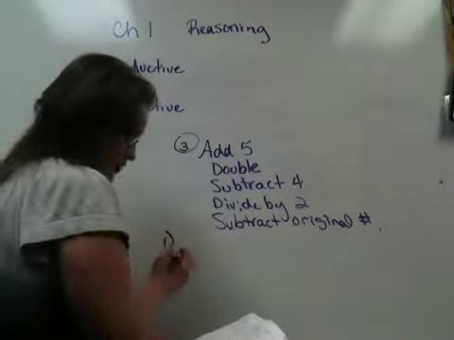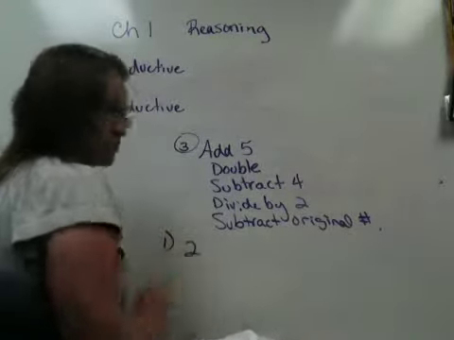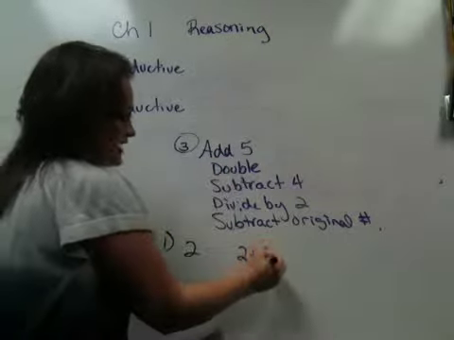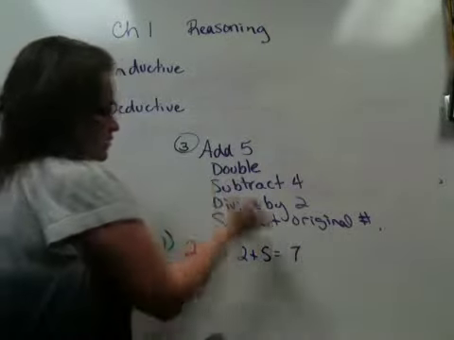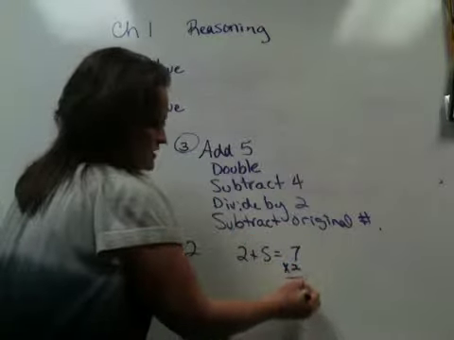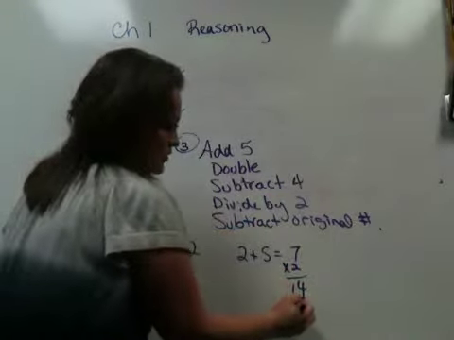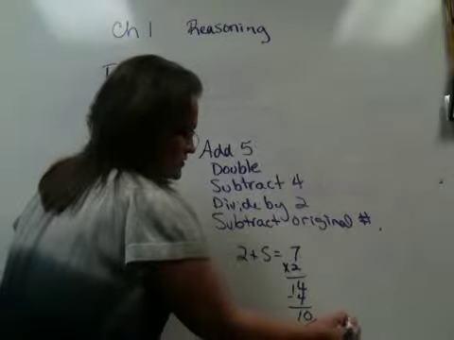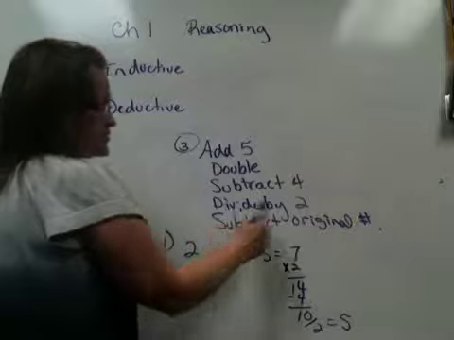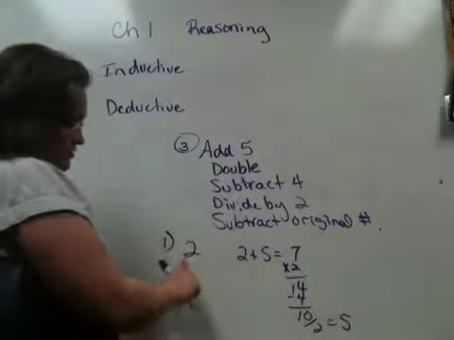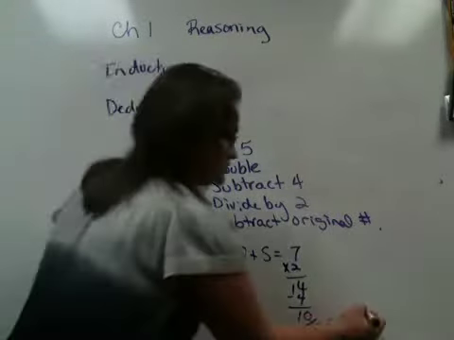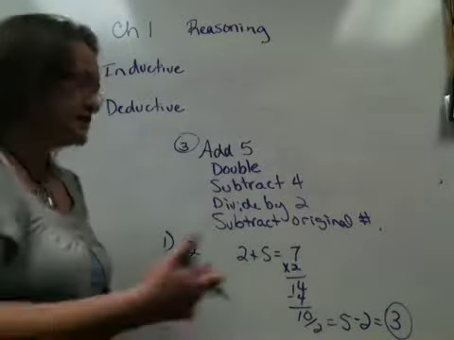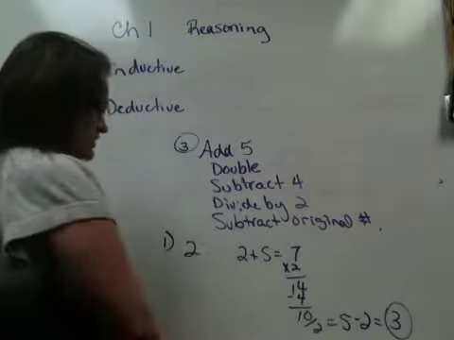So, my first problem says, do this with the number 2. Follow these steps, add 5, it's 7, double that number, 14, subtract 4 is 10, divide that by 2, that is 5, and then subtract the original number from that. The original number was 2. So 5 minus 2, we get the result of 3. So we plug that in on Math Excel that we get 3 with that process.